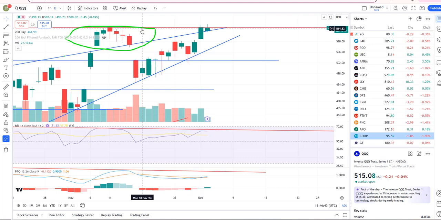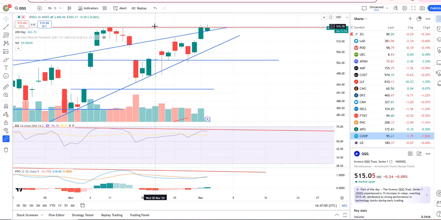A daily close above that level, and that level right now is about 515.30. Maybe there's a little wick, could be up to 515.70. I just give it about 516-ish. Call that kind of the top.